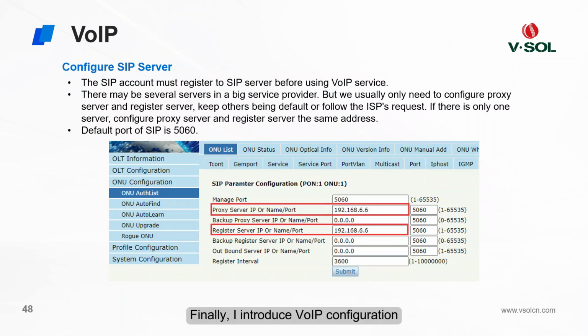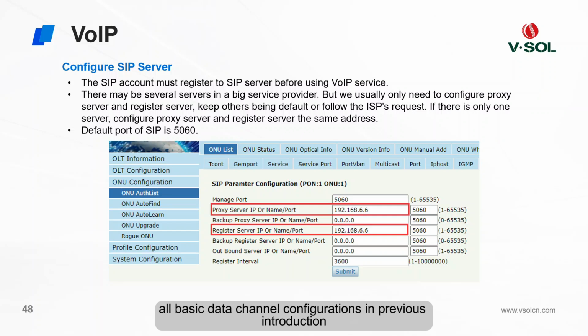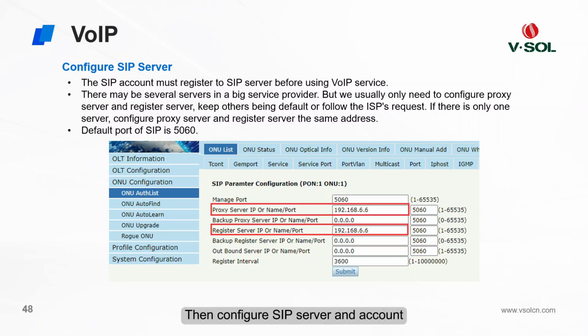Finally, I introduce VoIP configuration. Before configuring SIP information, you need to complete all basic data channel configurations in the previous introduction. Then configure the SIP server and account. The SIP account must register to the SIP server before using the VoIP service. The server information is provided by the ISP.